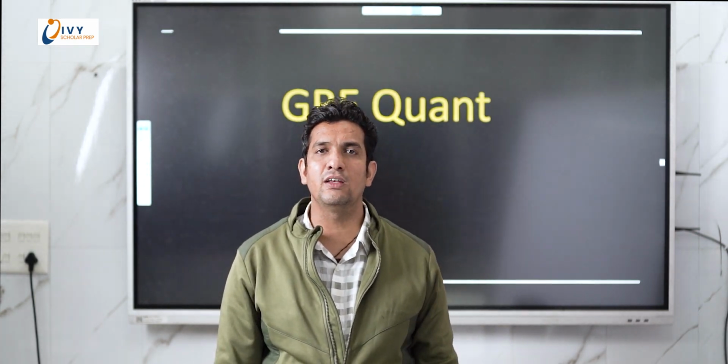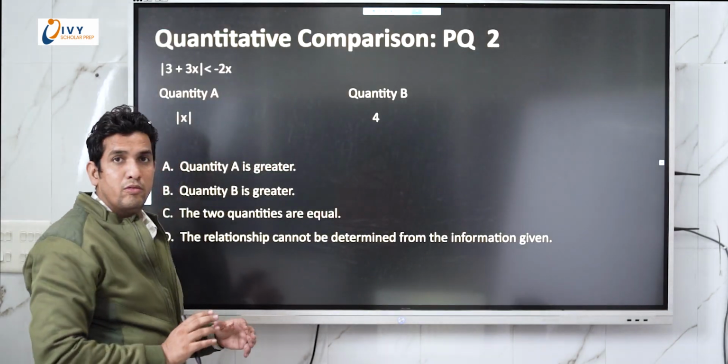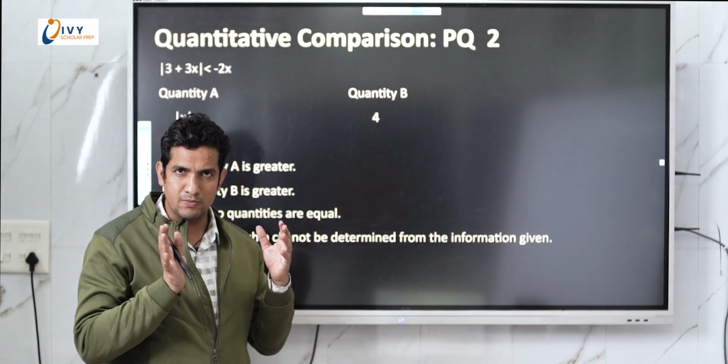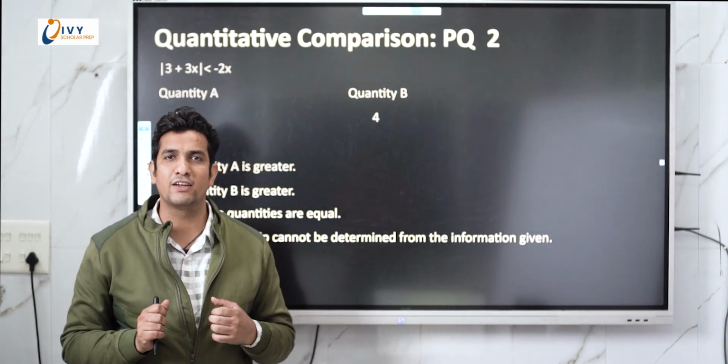Now let's look at the second problem today, where we're going to again talk about quantitative comparison only. Look at this problem, which again involves inequalities. Before I solve this problem for you, I would like you to take a 90 seconds pause on the video and try to solve it yourself and see how many of you get it correct.